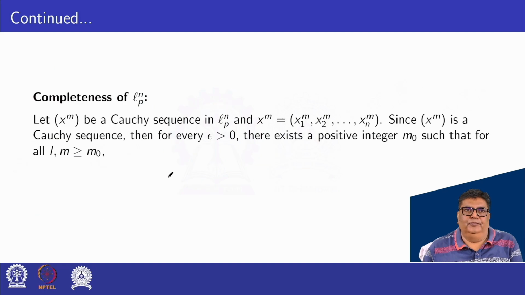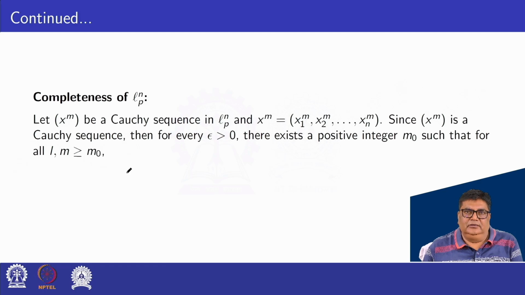Now, we prove the completeness of LPN. Let XM be a Cauchy sequence in LPN, and Cauchy sequence XM has n tuples XM1, XM2 and so on XMN. Since XM is a Cauchy sequence, then for epsilon greater than 0 there exists a positive integer m0 such that for all L, m greater or equal to m0, where L, m are also positive integers.